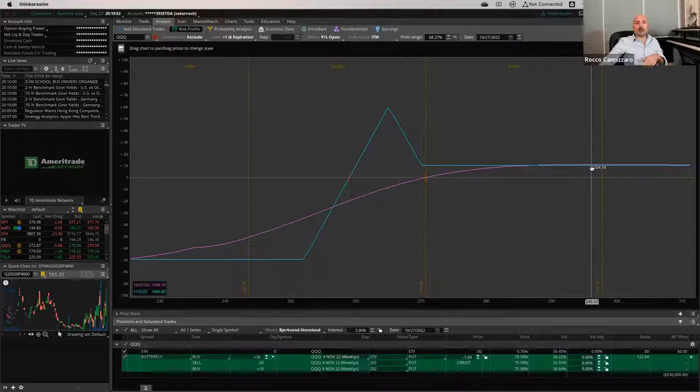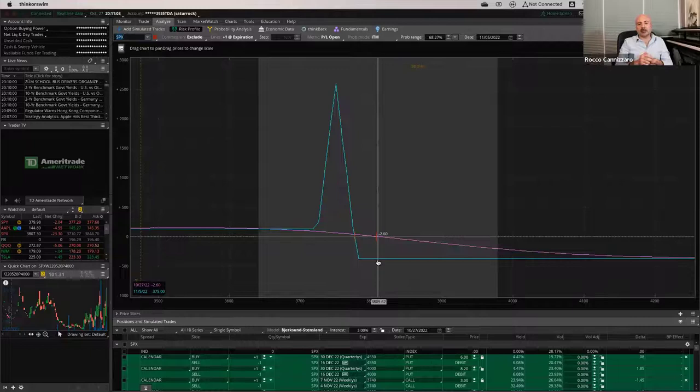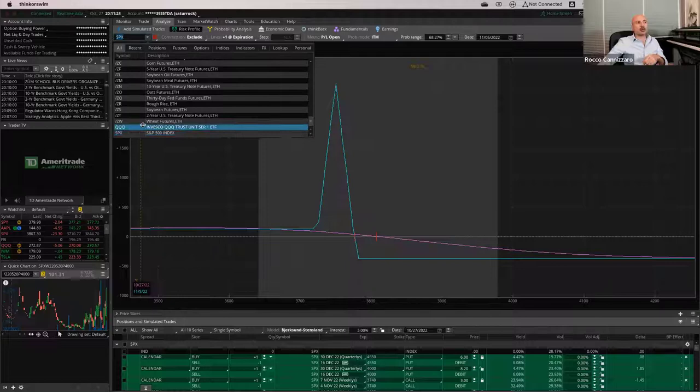And on the SPX side, remember, if nothing happens, I will lose $375. But again, if nothing happens on both sides, this loss will be highly compensated by the win on the Q side. On the other hand, if the spread goes in the direction that I want, meaning that SPX is going to go down, obviously I'm going to make more money, as well as QQQ is supposed to go up. And also there, I'm going to make more money.